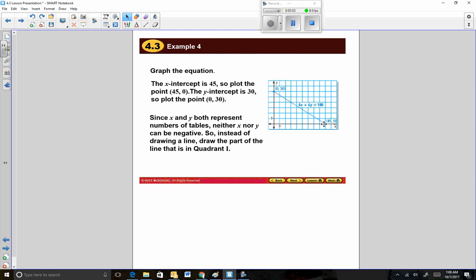Go ahead and graph the equation. Once you graph it, any combination of tables along this line that intercept it in the background perfectly will allow us to know how many tables of 4 and how many tables of 6 we can have. So, let's take a look.